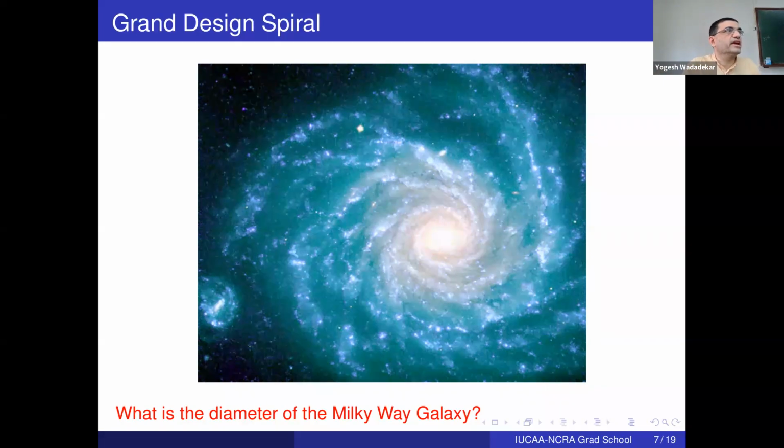So if you build a scale model of the galaxy, you place the sun here and you place, you can work it out, you place it say 4 centimeters away, you work out what's going to be the size of the diameter of the Milky Way. It's going to be quite large, right?